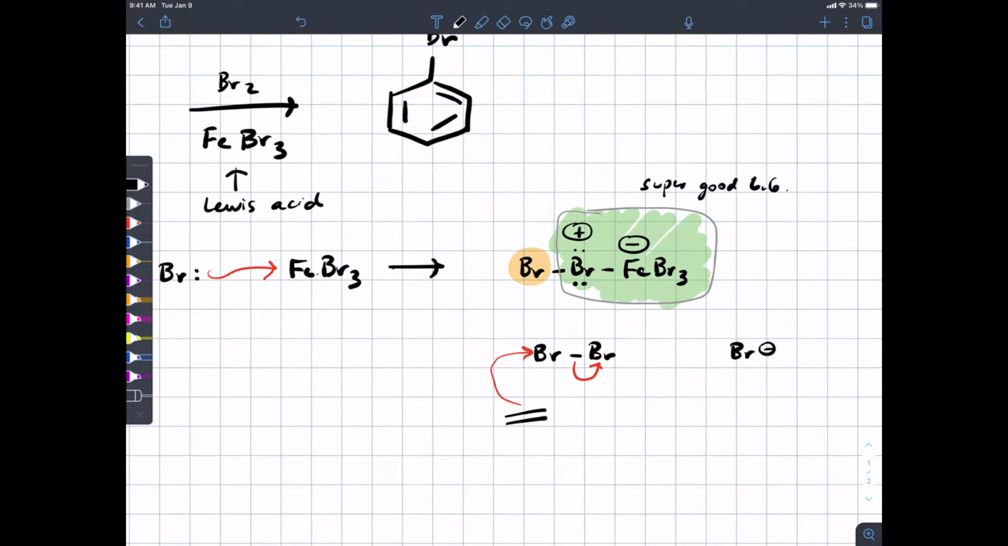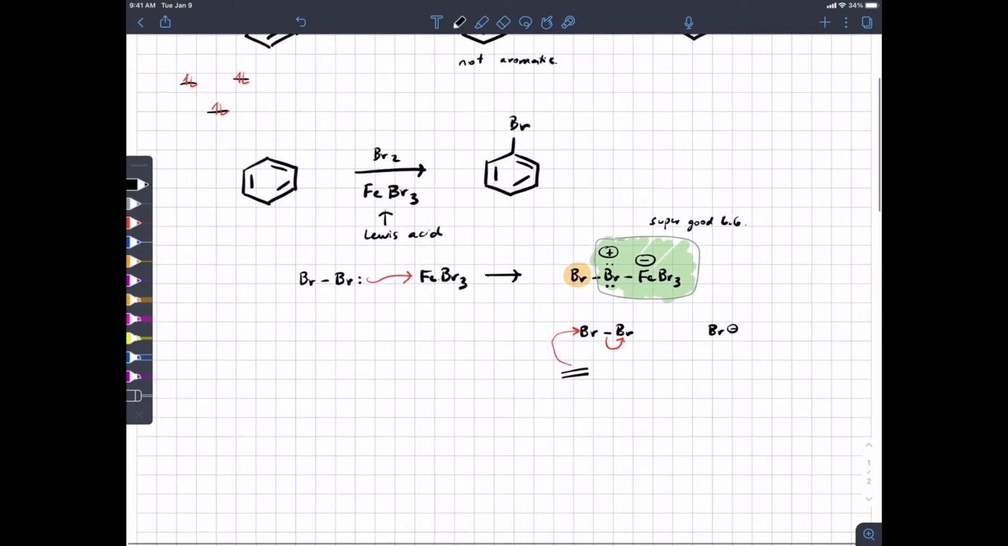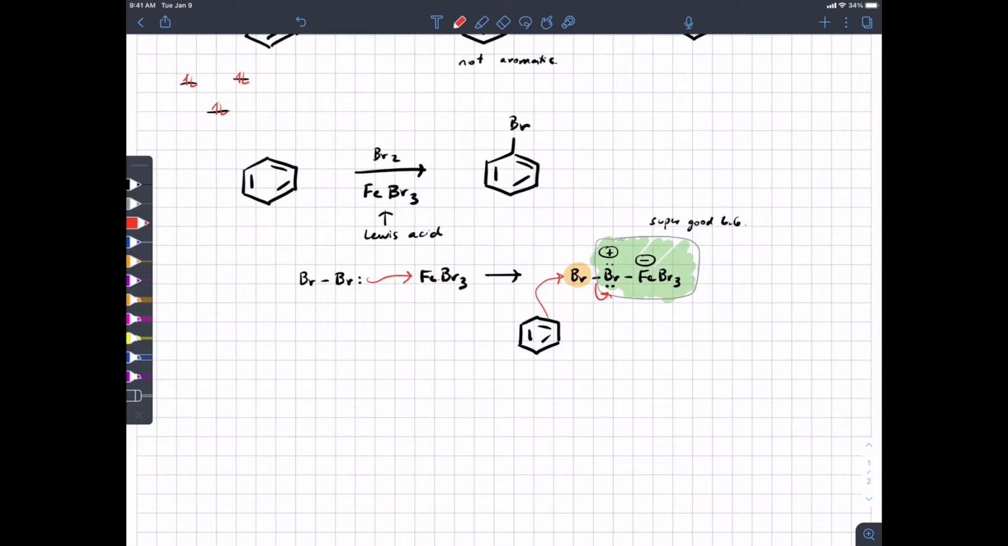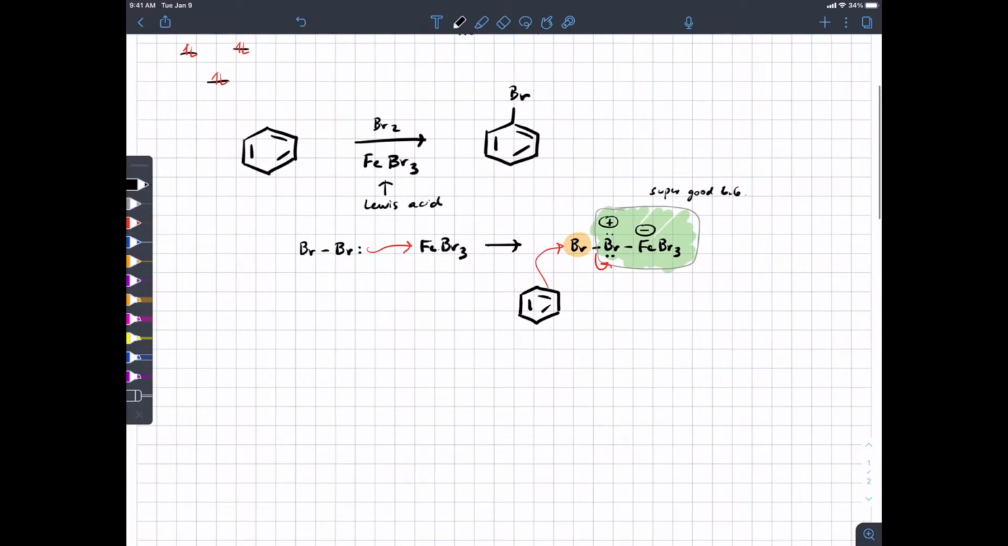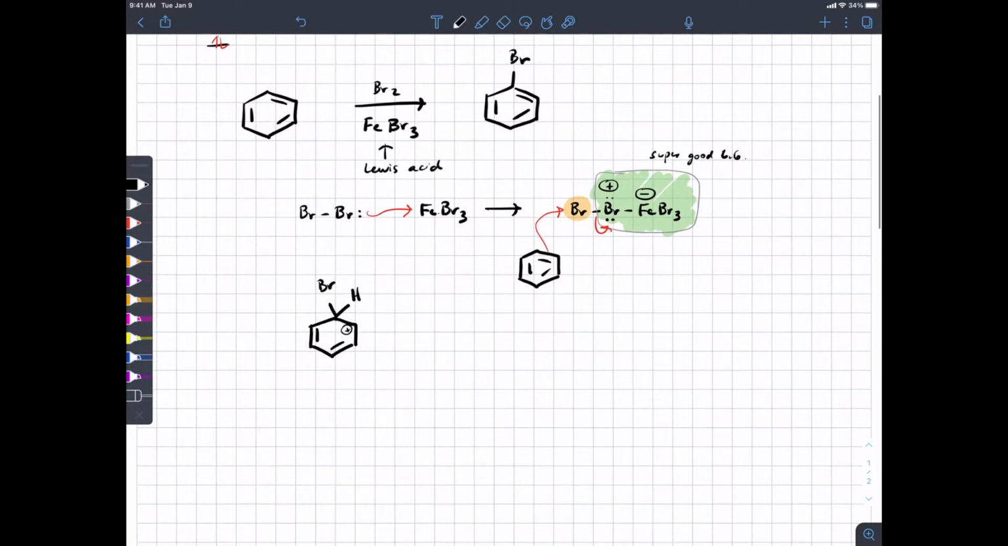And you'll be able to see why once you see what it is after the leaving group leaves. So we'll now have the benzene ring attack the Br on the end there, and the leaving group leaves. That gives us the intermediate in which we are no longer aromatic and we have a positive charge adjacent to the carbon where the bromine was installed.